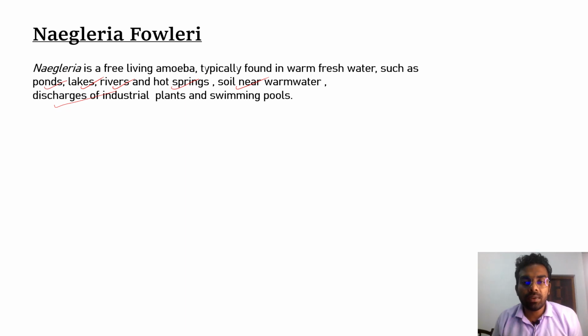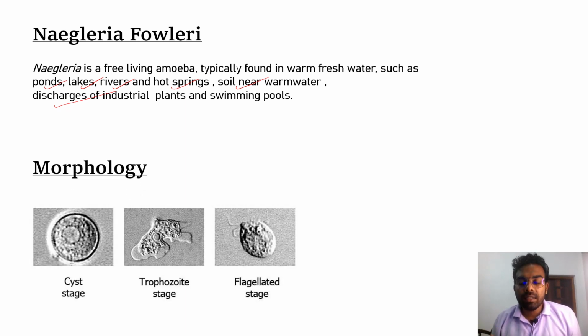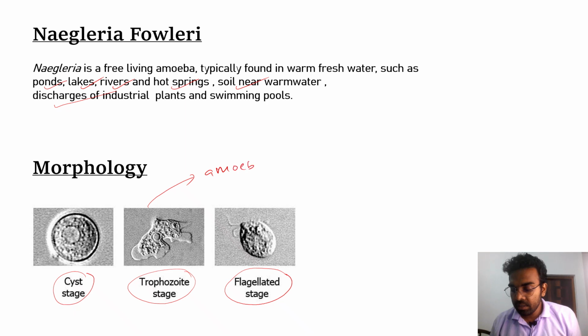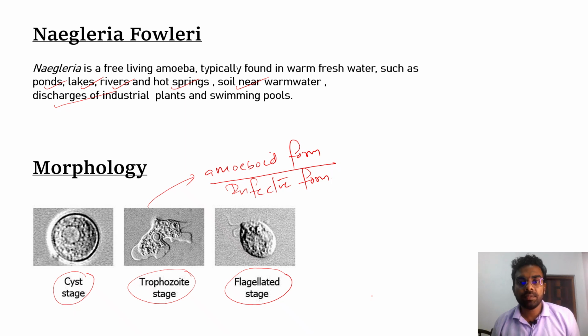So, how do they look? What is the morphology? Morphologically, there are three forms: a cystic stage, a trophozoite stage, and a flagellate stage. What is important here is that the trophozoite stage, also known as the amoeboid form, is the main culprit of infection in our body. So, if anyone asks what is the infective form of Naegleria fowleri, it is the amoeboid or the trophozoite stage.